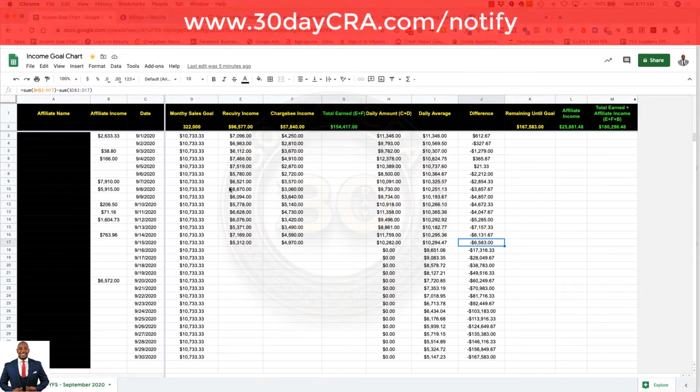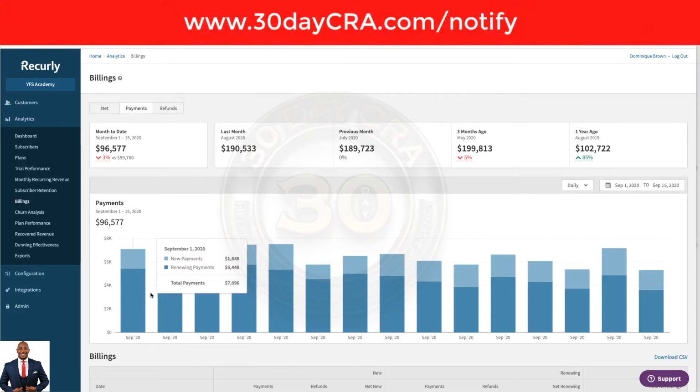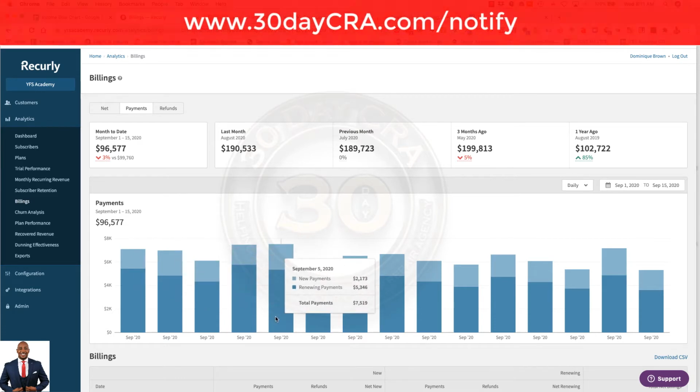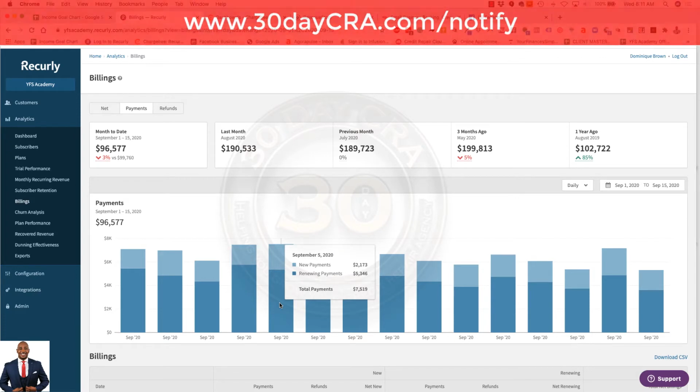So let's go to our highest day, which I believe was the 5th. The 5th, coming off a holiday, if we go to 1, 2, 3, 4, 5, you'll see that we had new money of $2,173, and renewing payments of $53.46.